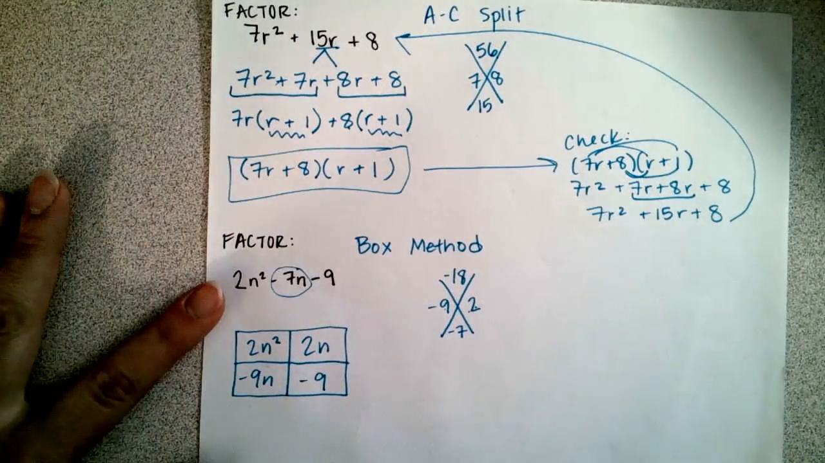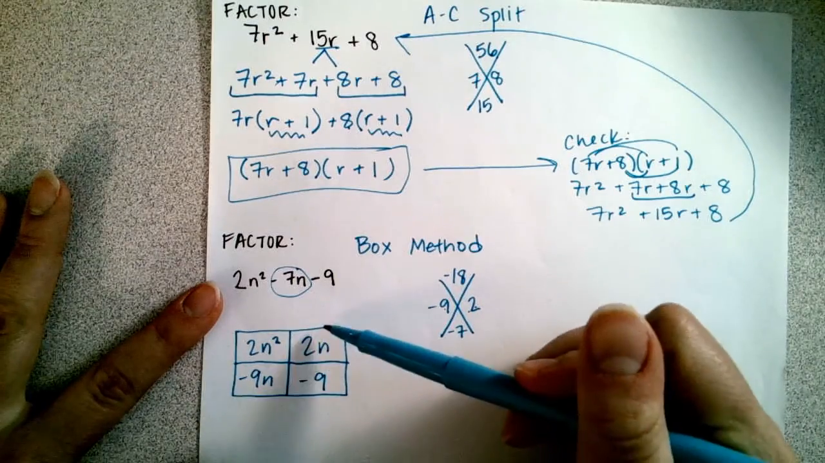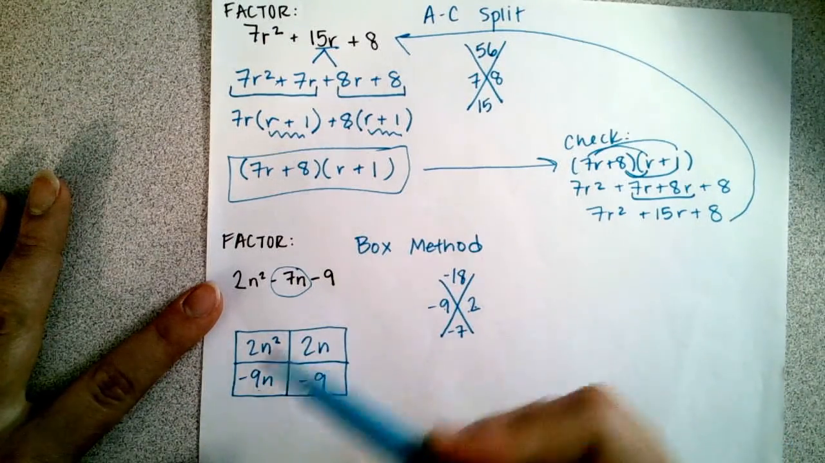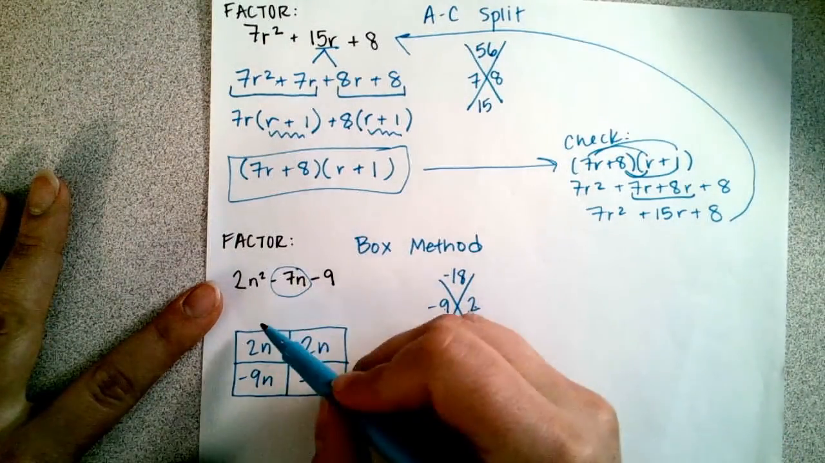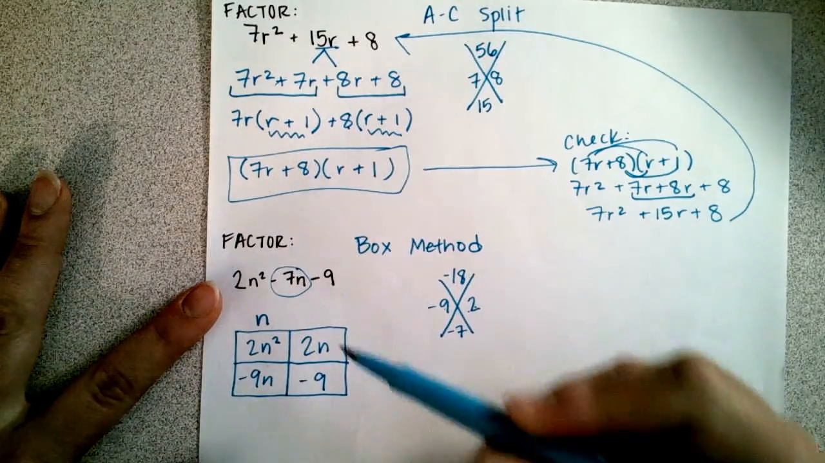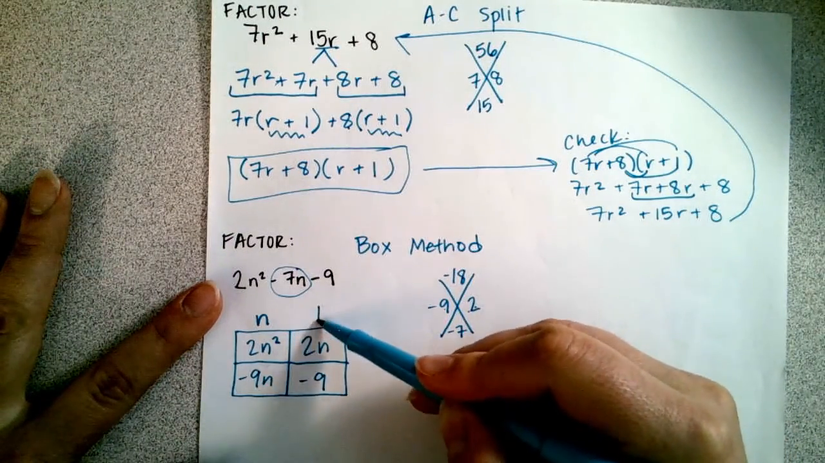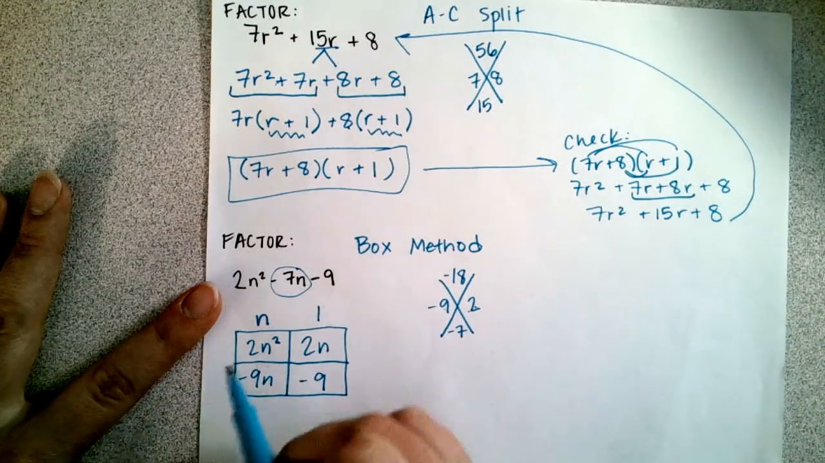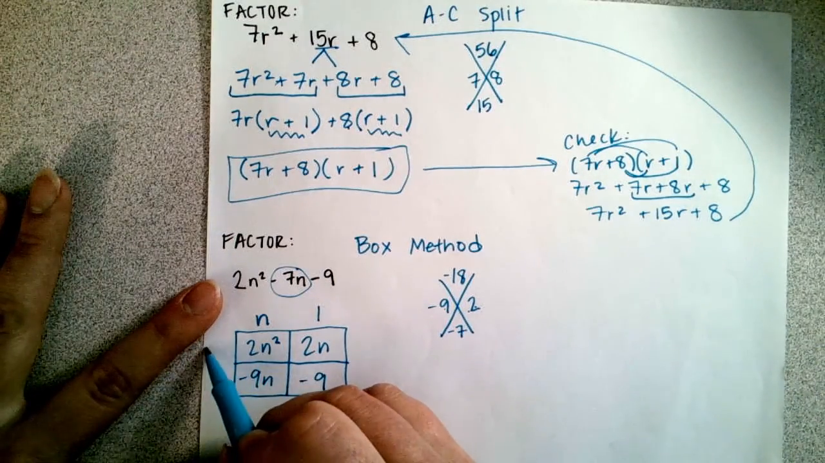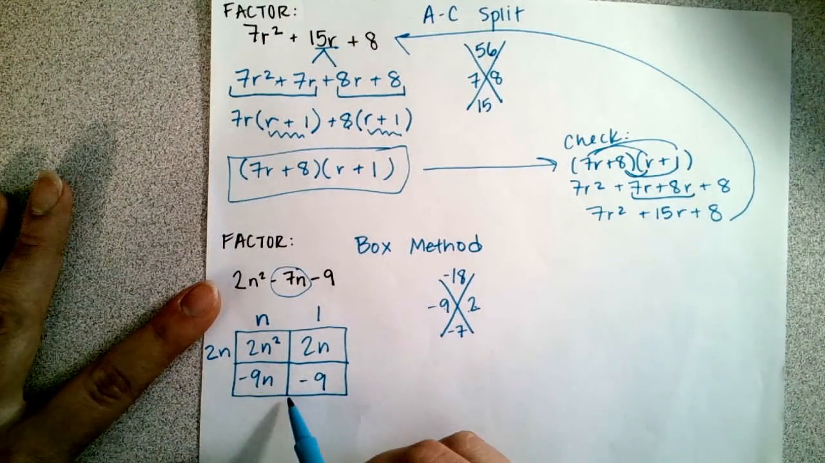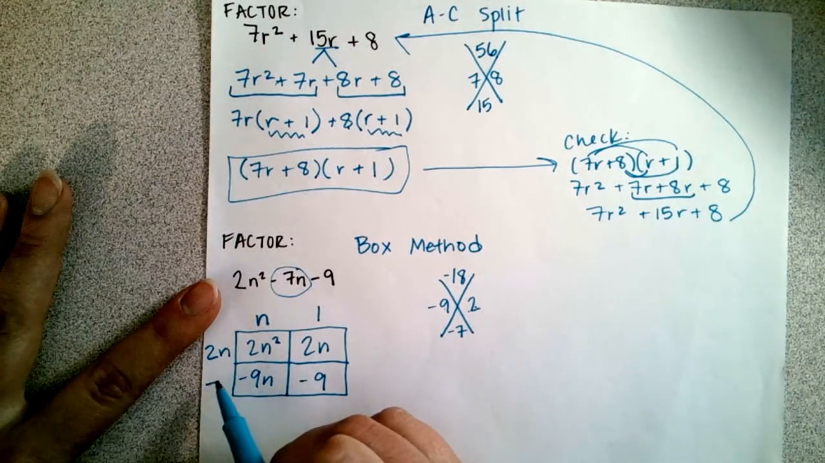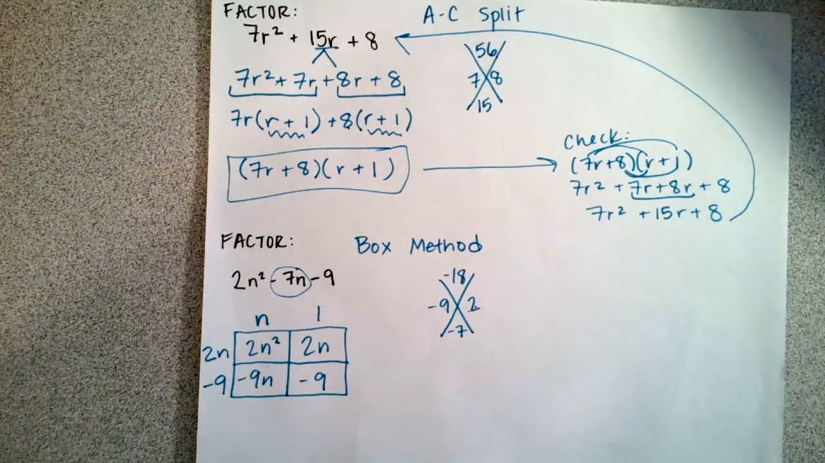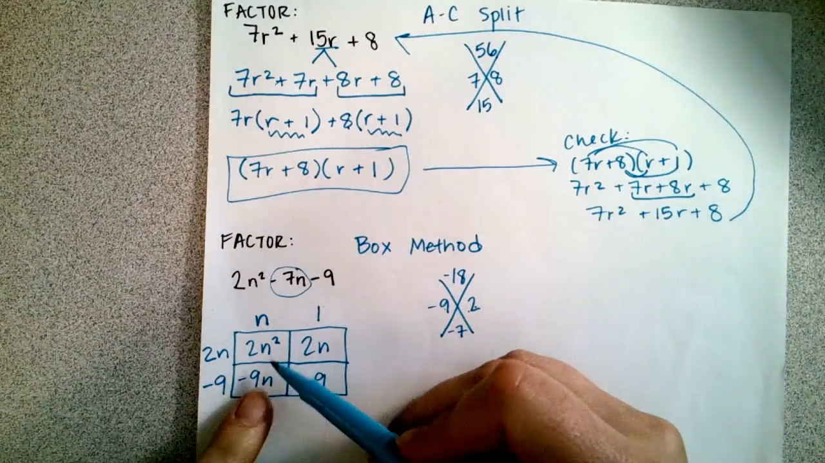From there, we need the greatest common factor of each column and each row. So in the first column, our greatest common factor is n. And in the second column, it's 1. In the first row, our greatest common factor is 2n, and in the second row, our greatest common factor is negative 9.